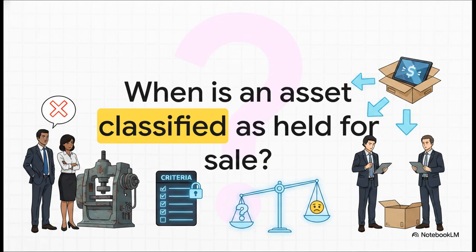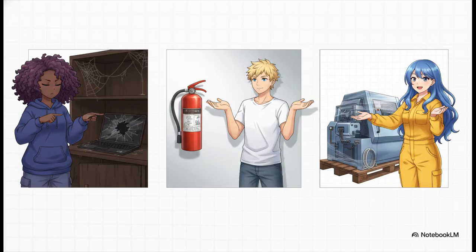There are strict, uncompromising criteria that have to be met to shift an asset out of the standard non-current category and into this highly specific one. Take condition 1, for example. Notice the absolute strictness here. The asset has to be available for immediate sale in its present condition. What does that actually mean in practice? Well, if management says, we're going to sell this, but first we just need to do a few repairs, then it completely fails the test. It is not available as is.